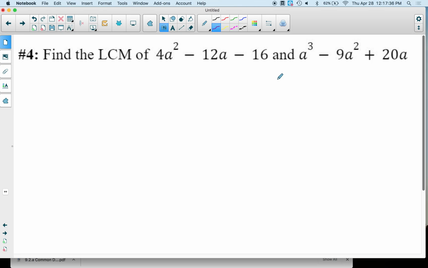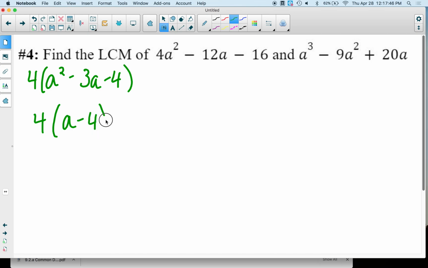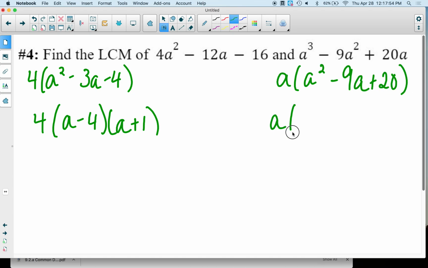Consider this one. Okay, we need to factor first. Factor out a 4, and then factor from there. Here, factor out an a. And then this will factor into x minus 5, x minus 4.